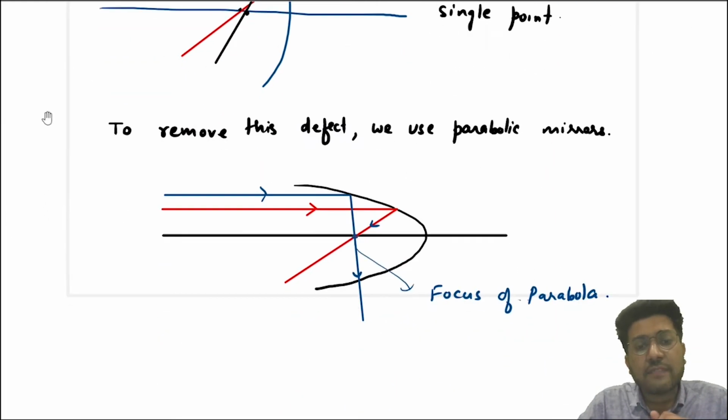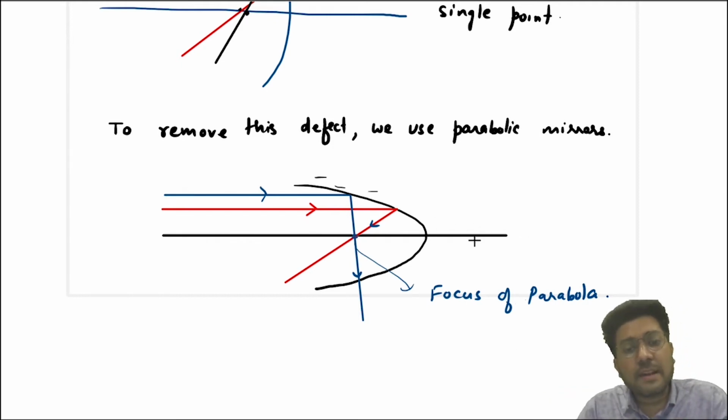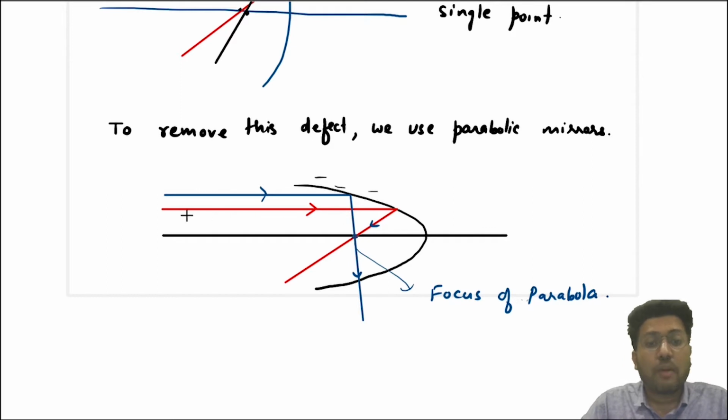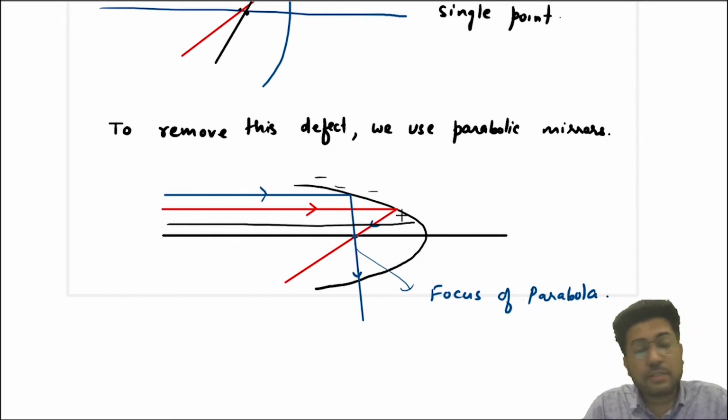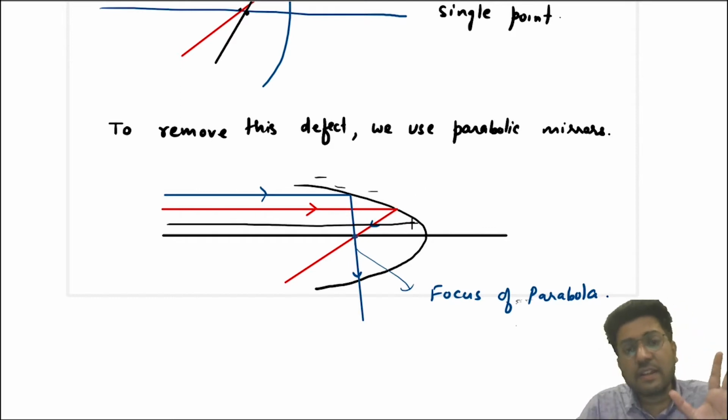Parabolic mirrors have such a shape that if a ray is parallel to the principal axis, then after reflection from a parabolic mirror, it will exactly pass through the focus of the parabola. All the rays, even if they are not paraxial, just have to be parallel to the principal axis, that's it.